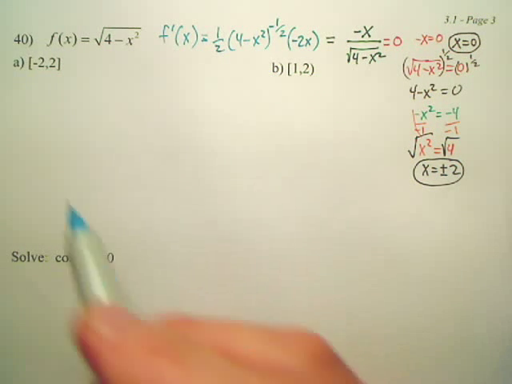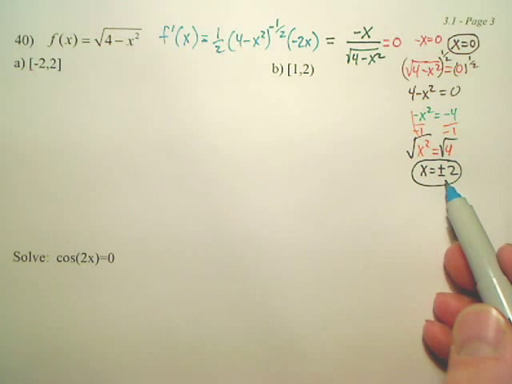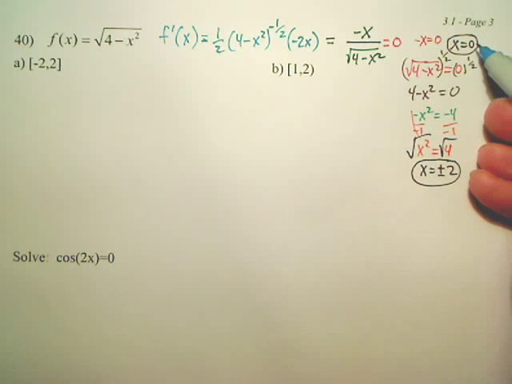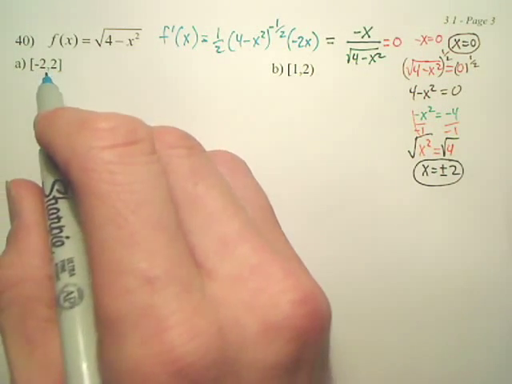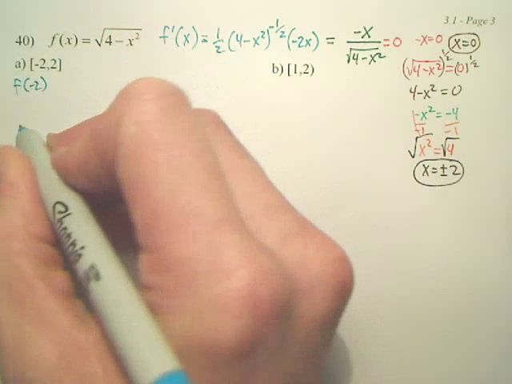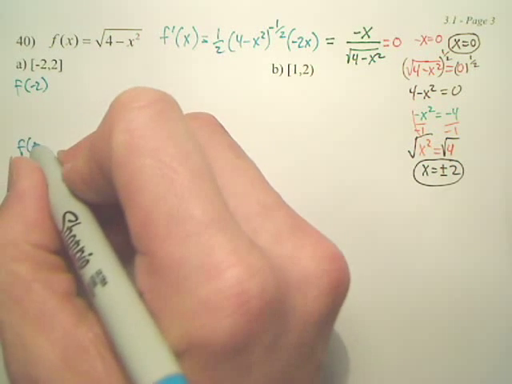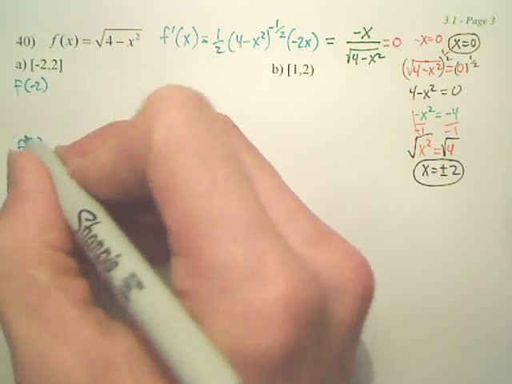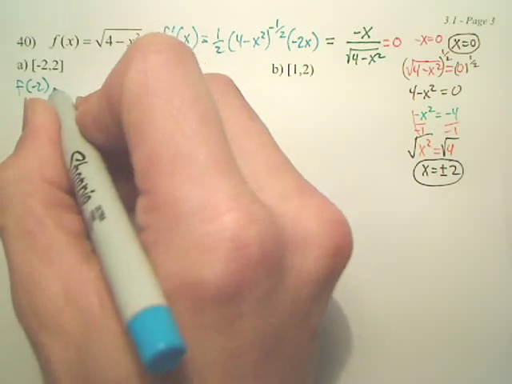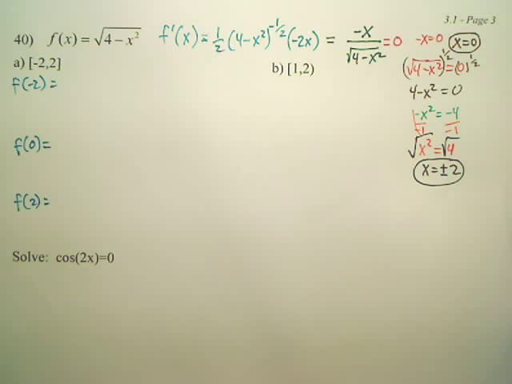Now, look at number 1 here, or A. Are our endpoints the critical numbers? So we check them anyway, so we can actually ignore these, can't we? And 0 is inside of this interval. So all we're going to do is f of negative 2, f of 0, and f of 2. Do you guys understand we go to the original function, hopefully?